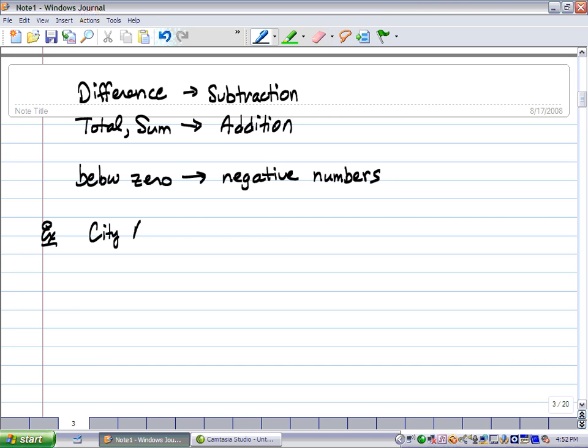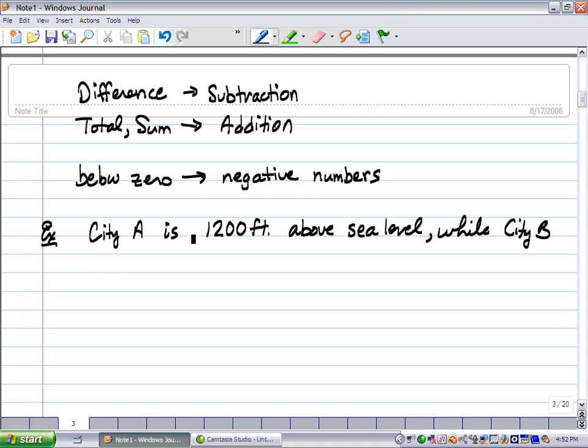City A is 1,200 feet above sea level, while City B is 20 feet below sea level. What's the difference in their altitude?